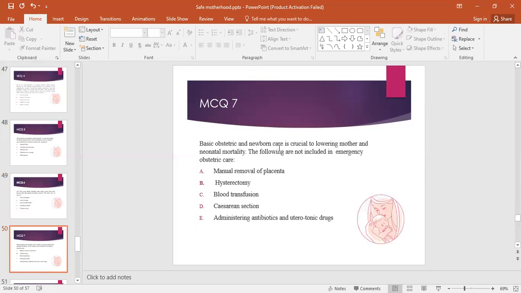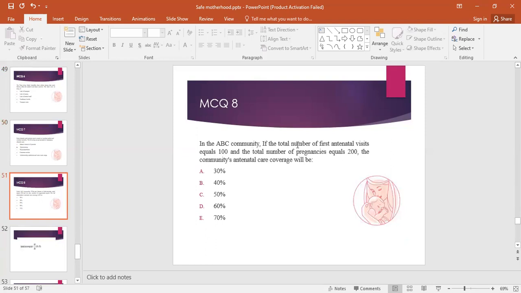Basic EmOC and newborn care is crucial to lowering maternal and neonatal mortality. The following are not included in emergency obstetric care: manual removal of placenta, hysterectomy, blood transfusion, C-section, administration of antibiotics, and uterotonic drugs. E, hysterectomy, is not included in emergency obstetric care.